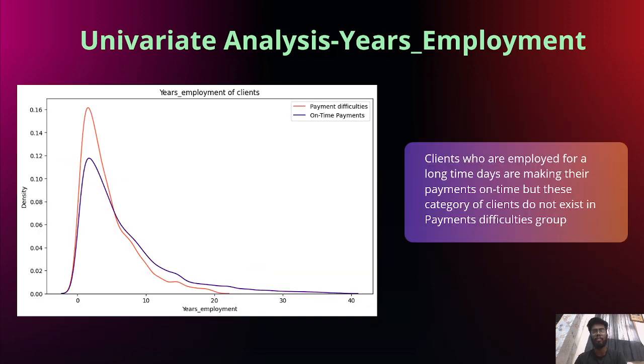Then univariate analysis on employment. You can see that this follows a log normal distribution. The clients who have been employed for a long time are making their payments on time, and this category of clients does not exist in the payment difficulty group.